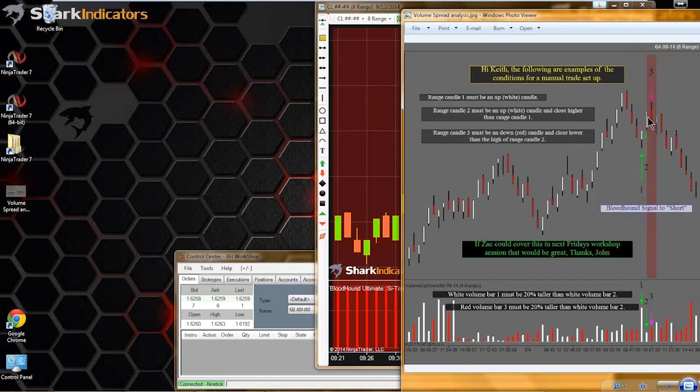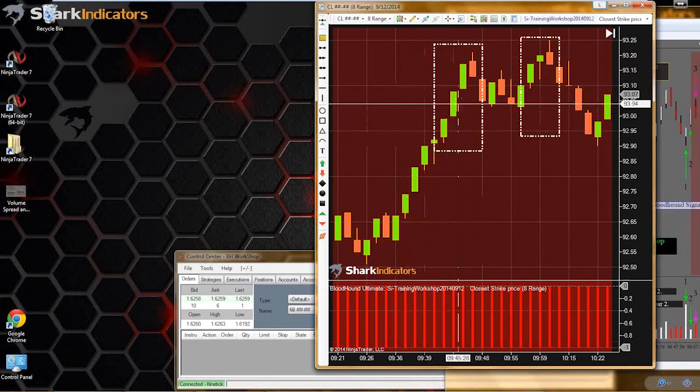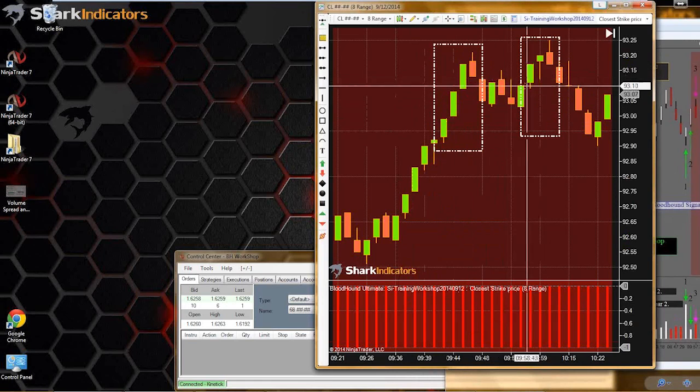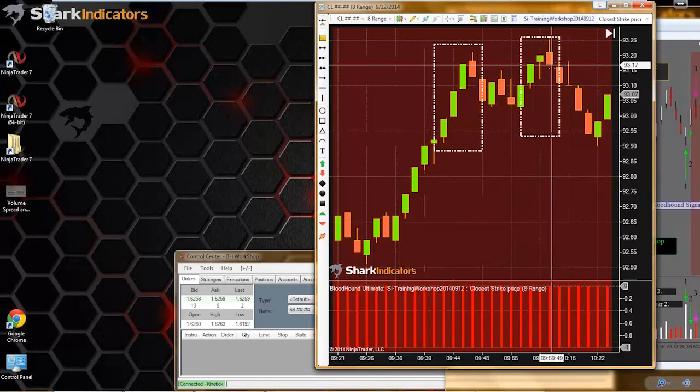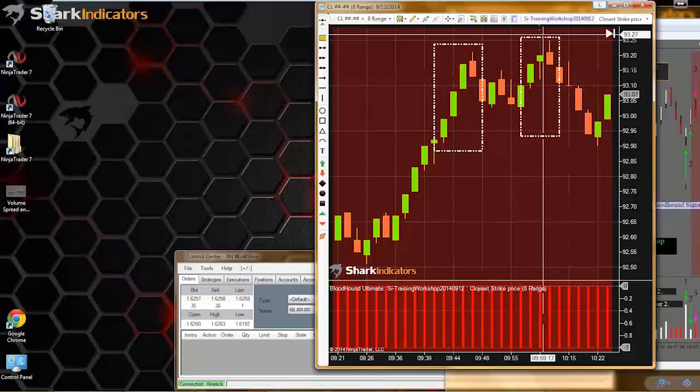We've got an up bar, and then a down bar. So that's kind of the price action requirement. So I have an up bar and a down bar, and the same here, an up bar and a down bar. So I'll use these areas to build those conditions on.